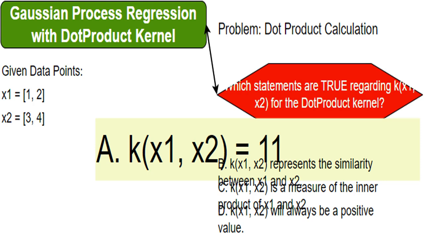This statement is true by definition. The dot product kernel, as its name suggests, specifically calculates the inner product, the dot product, of its input vectors. It's the very definition of the kernel.